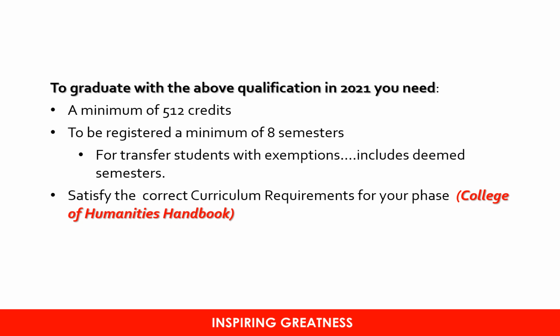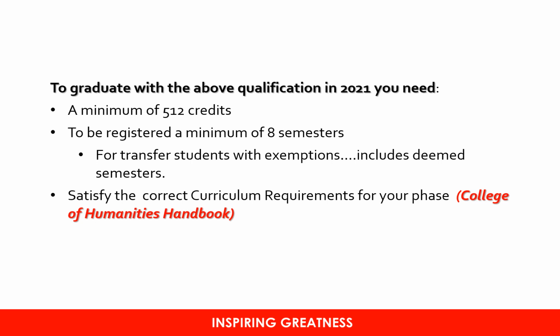Now, for some of you, you will go over. You may need 9 or 10 semesters to complete. That is acceptable as long as it doesn't go on to something like 16, 17, 18, then you will find yourself in trouble. But a few more semesters than 8 is acceptable. It happens. What is not allowed, however, is to have fewer than 8 semesters. So you cannot graduate if you are only registered for 7 semesters.